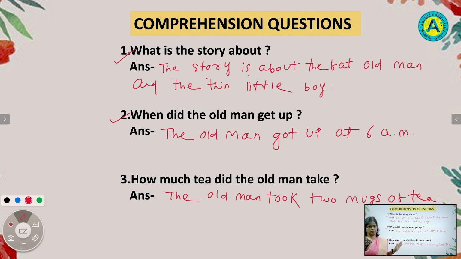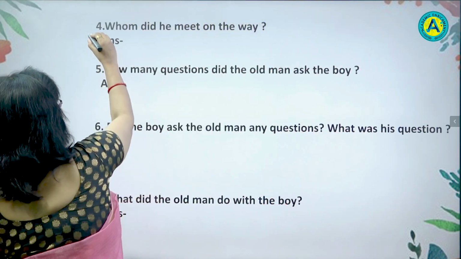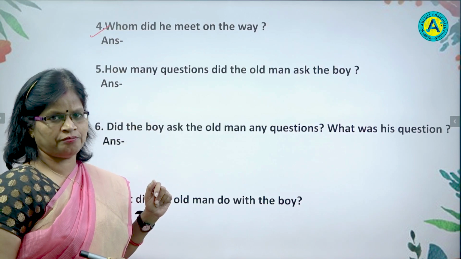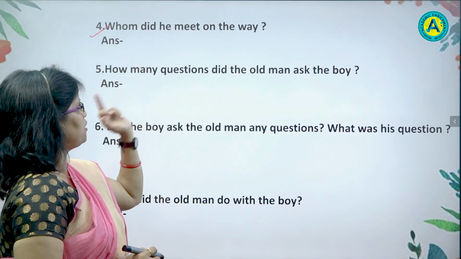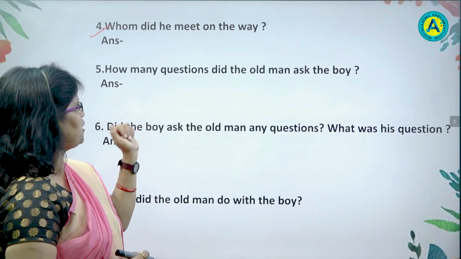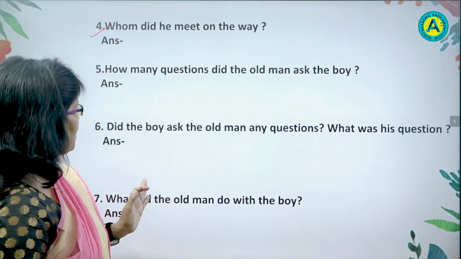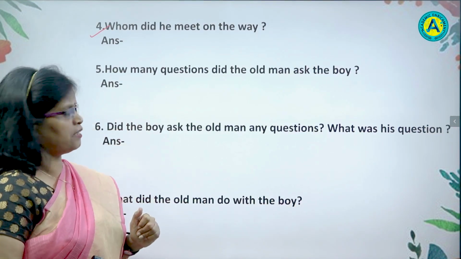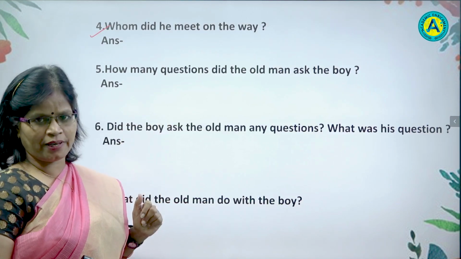Is that clear to you? Okay. Now, let's move to the fourth question. What is the fourth question? The fourth one is, whom did he meet on the way? Could you answer me? Yes, the old man met with a thin little boy on the way.